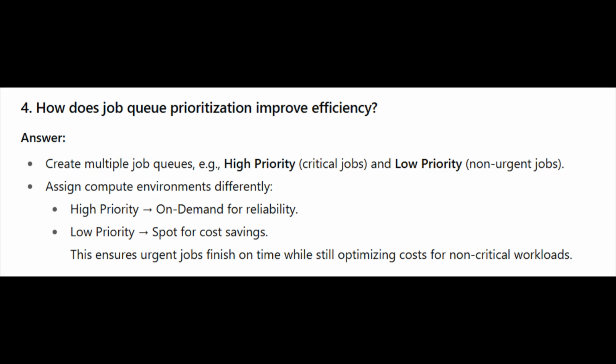4. How does job queue prioritization improve efficiency? Answer. Create multiple job queues, e.g., high priority, critical jobs, and low priority, non-urgent jobs. Assign compute environments differently. High priority on-demand for reliability. Low priority spot for cost savings. This ensures urgent jobs finish on time while still optimizing costs for non-critical workloads.